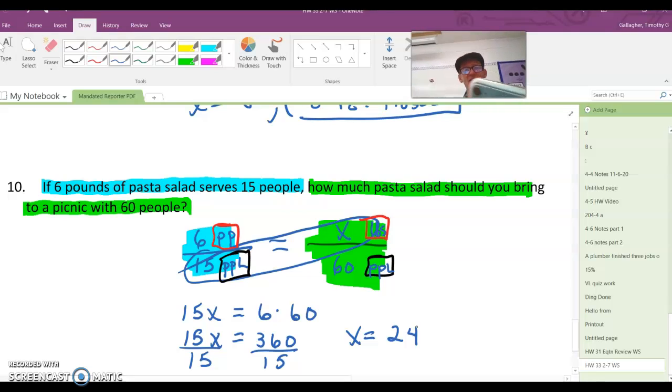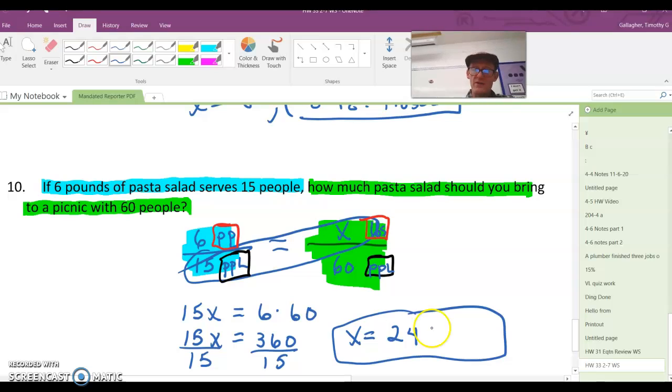Let me double check on the calculator on my cell phone. So 360 divided by 15, 24. 24 what? 24 pounds of pasta. Pounds of pasta salad.